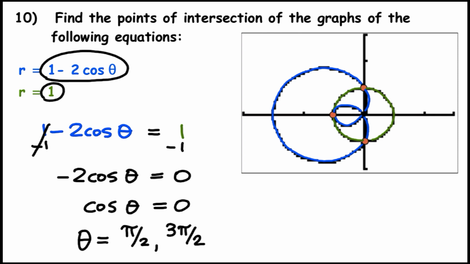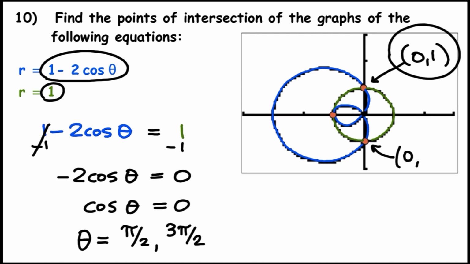If theta is pi over 2, we're going to be up here where 90 degrees is, and that's obviously the point 0, 1, which is one of our 3 answers. If theta is 3 pi over 2, we're going to be right here at 0, negative 1, which again is another one of the 3 correct answers.